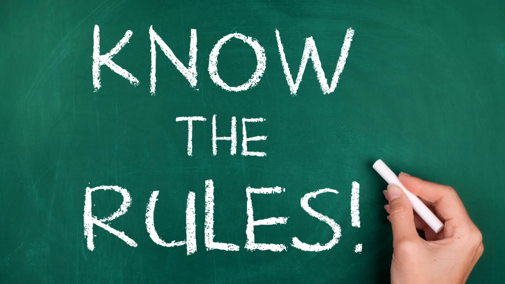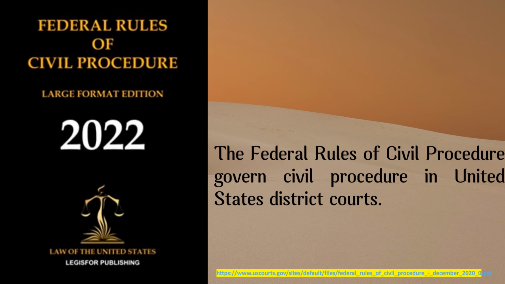One, you want to know the rules. What rules am I talking about? The Federal Rules of Civil Procedure. The Federal Rules of Civil Procedure govern civil procedure in United States District Courts. Now, if you look below, you see a link highlighted in yellow. You can download that now in case you want to look up various sections as we go through them.